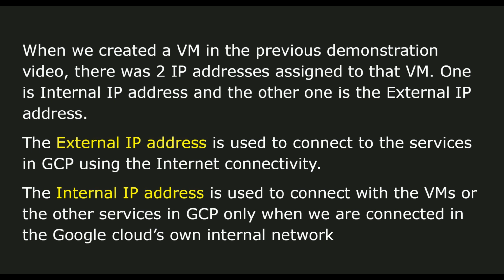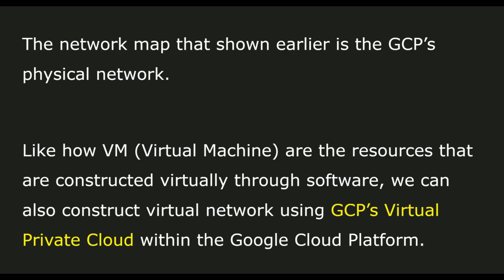So that's the reason we have two IP addresses, one internal and one external. As the name suggests, the external IP address is used for communicating from outside, meaning from the internet, whereas the internal IP address is used for communication within the GCP environment. The network map shown in the previous slide is GCP's physical network.